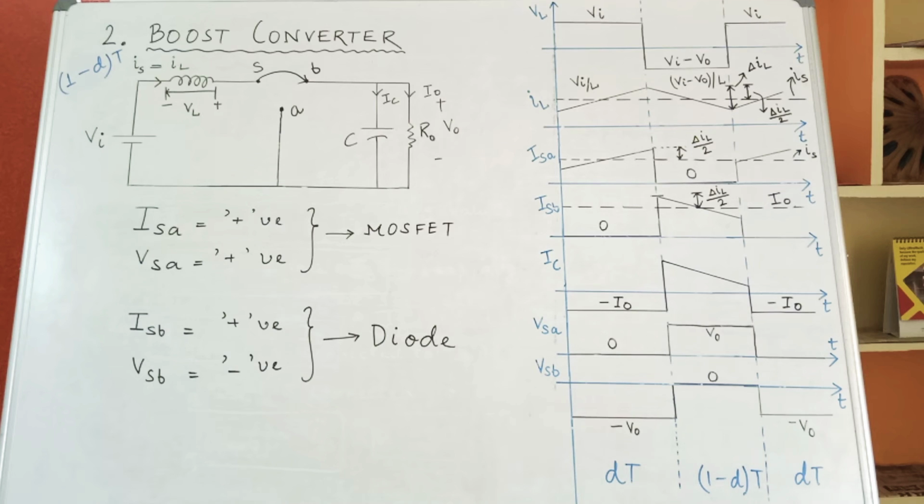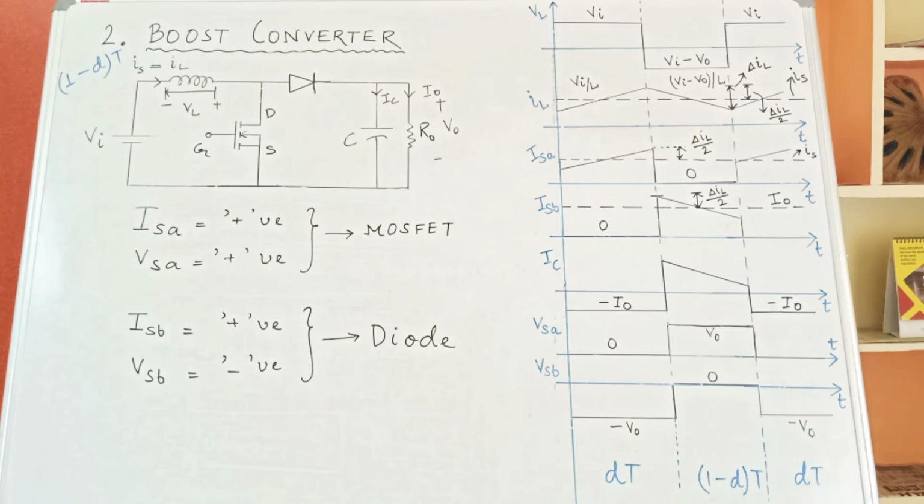Next, if you check the ISB current, it is coming out to be positive, but the VSB voltage is coming out to be negative. So, the device which supports positive current and negative voltage is nothing but a diode, as discussed earlier. So, we will replace the single pole double throw switch by a MOSFET and a diode, with the diode connected between the S and B terminals, and the MOSFET connected between the S and A terminals respectively. Thus, over here I have replaced the single pole double throw switch with a MOSFET and a diode. So, the circuit drawn on board is your actual boost converter circuit.